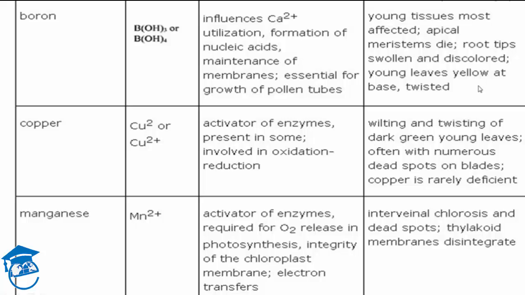Now what are the deficiency symptoms? It is seen that because of the boron deficiency, young tissues are most affected. Apical meristems die because of the boron deficiency, and the root tips become swollen and discolored. Young leaves become yellow at the base, and they also get twisted because of the boron deficiency, students.